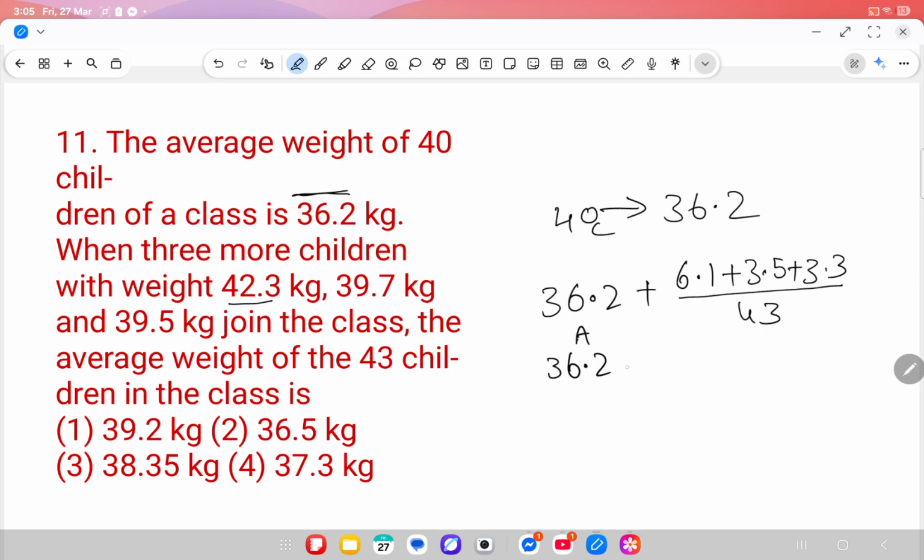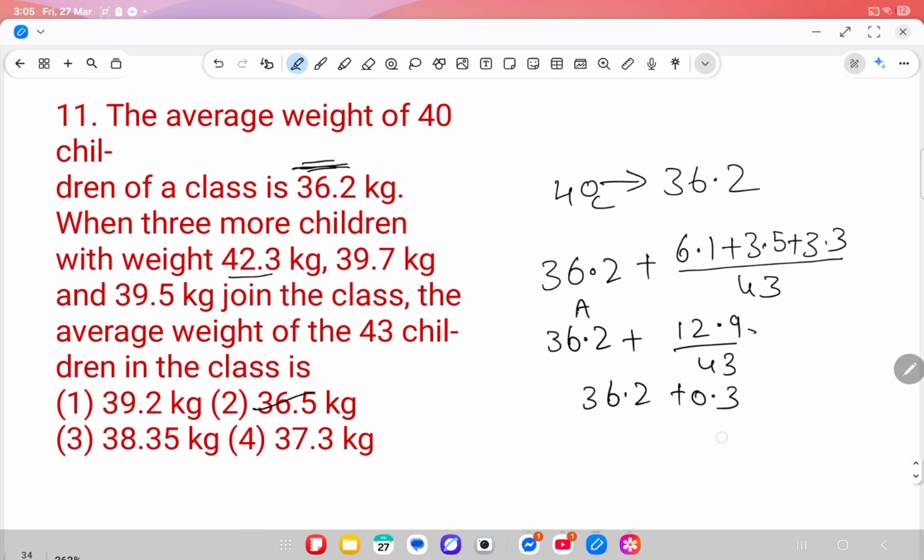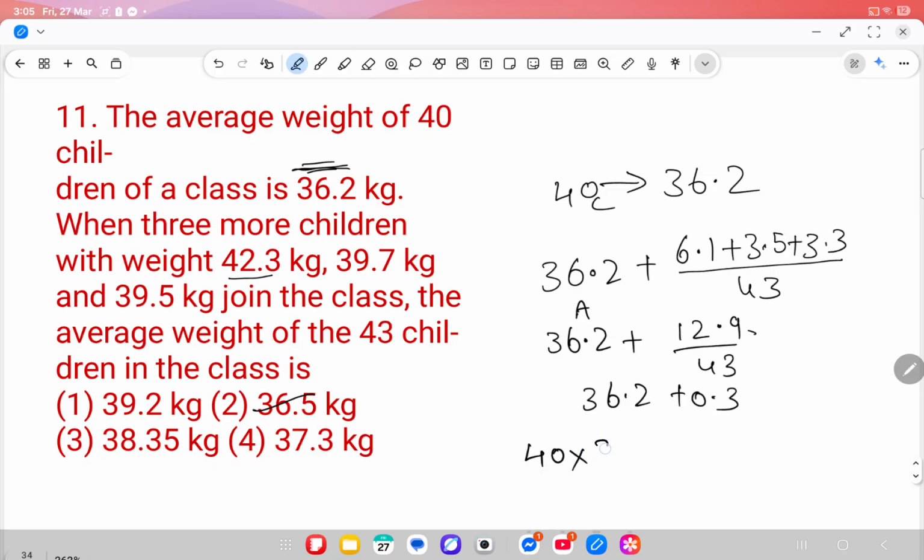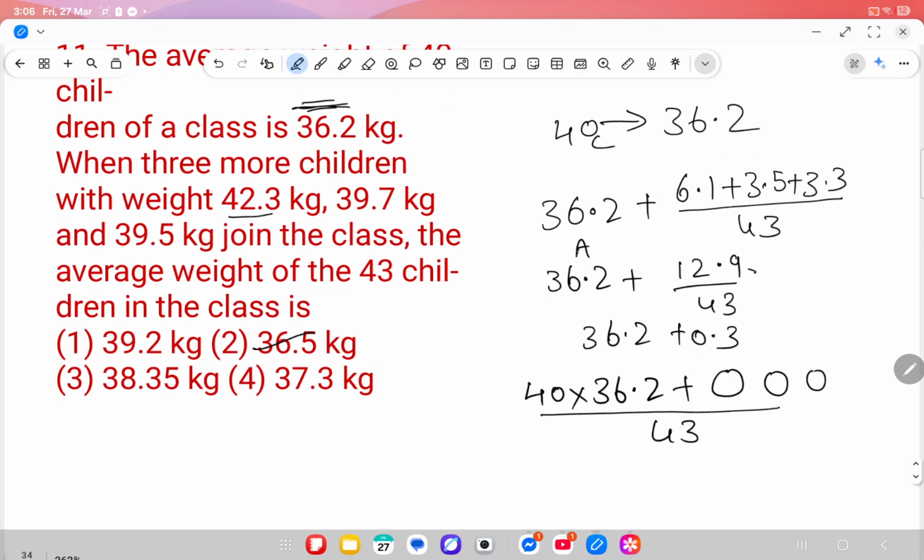36.2 the original average plus now 3 people got increased. So their increased value I have taken compared to this average. So now total 12.9. 12.9 by 43 gives what? 0.3. So 36.2 plus 0.3 gives 36.5. Hope you understood this. Or else what we need to do? 40 into 36.2 gives the sum of the 40 students, plus the 3 people who joined, whole divided by 43. This is what we need to do.